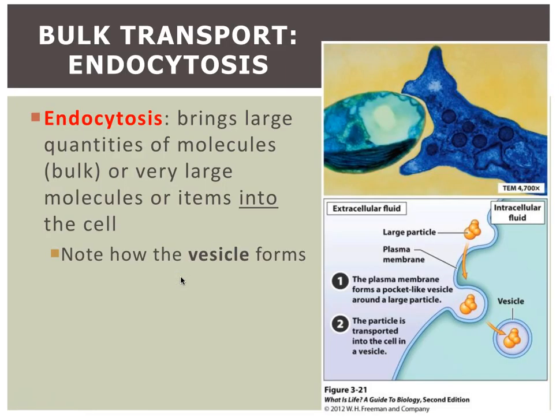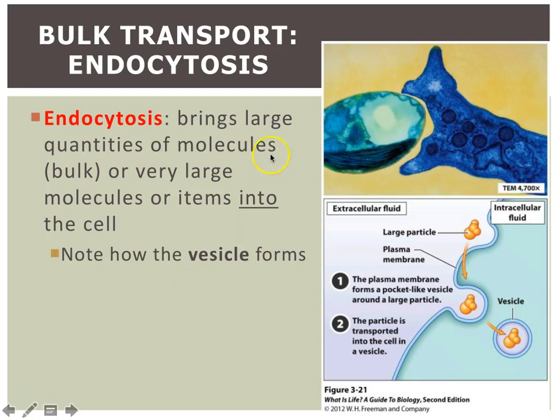We talked about bulk transport as well, and bulk transport is just moving tons of big things in all at once, or out all at once. We're going to start with endocytosis. Endo means into, cyto means cell, and osis is the process. So endocytosis is the process by which you move big things into the cell.